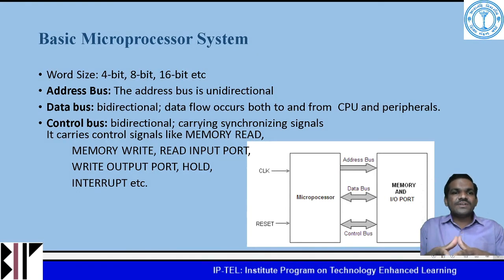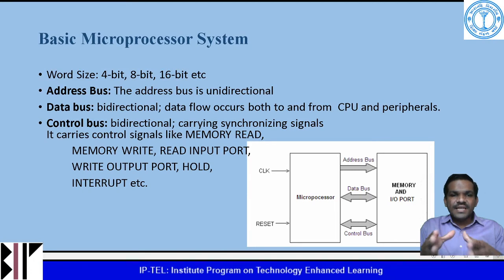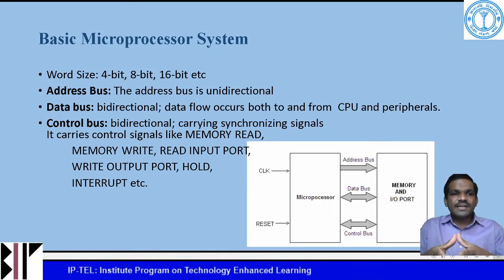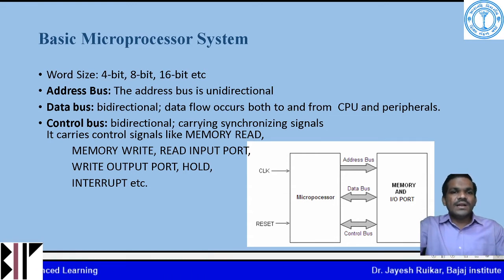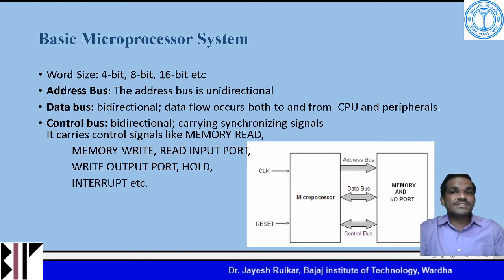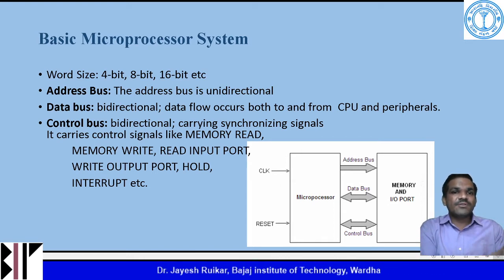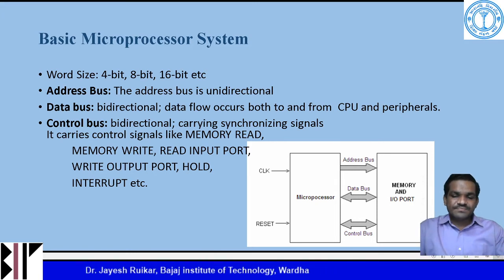Or you can say, if the ALU is 8-bit, that means it is an 8-bit microprocessor. If the ALU is 16-bit, that means it is a 16-bit microprocessor. This you can correlate. It also specifies the width of the data bus. So the data bus size specifies the microprocessor. Got this?